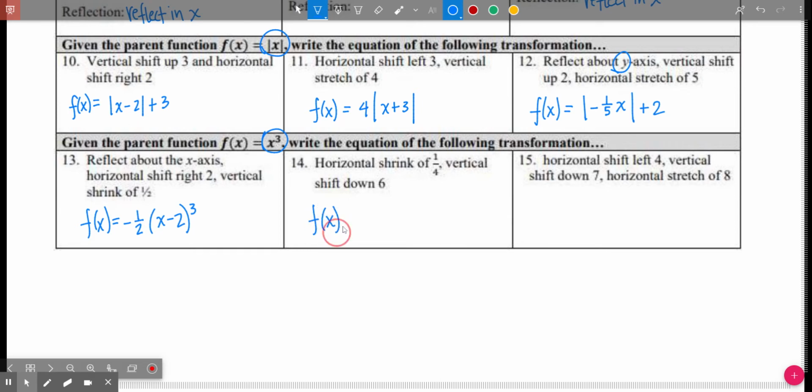In number 14, I'm going to shift down 6 units. So I'm going to subtract 6 outside, and a horizontal shrink of 1/4. So I've got to multiply inside by the opposite. So this is going to be 4x cubed on the inside minus 6 on the outside.